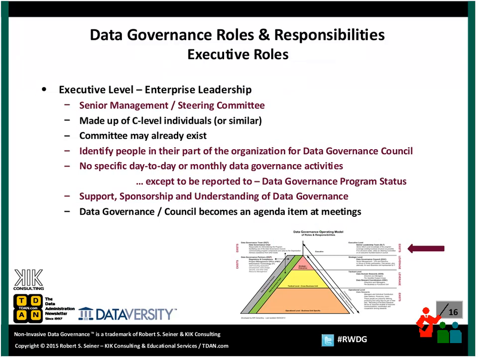Now what I'm planning to do is start through the operating model and go layer by layer and describe the roles and responsibilities associated with those different layers. Let's start at the very top, the executive level or enterprise leadership. That's typically made up of senior management, a steering committee, or people at the C-level of the organization, and oftentimes that executive or leadership committee already exists. They have one very important responsibility when it comes to data governance: identifying the people that will participate in the data governance council, the tactical level that falls right underneath the executive level. So they identify the people in their organization that participate on the governance council.